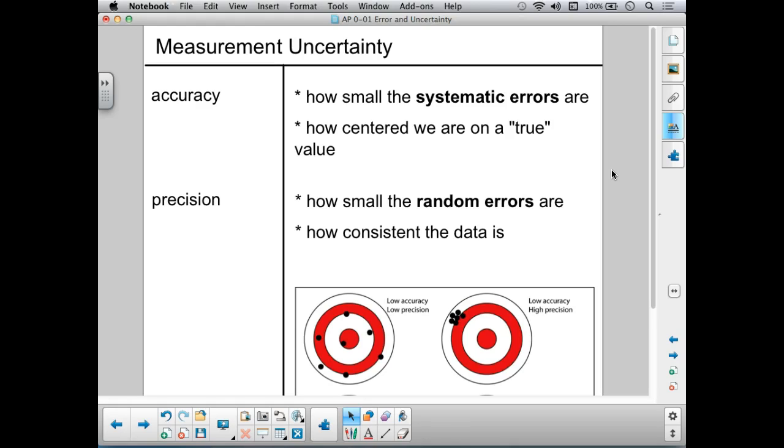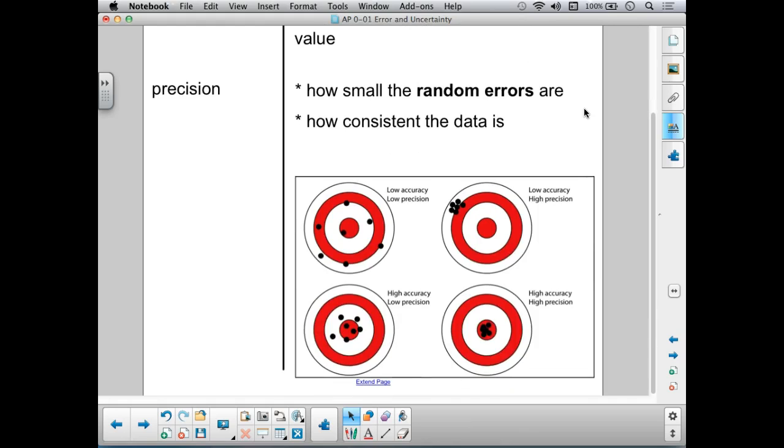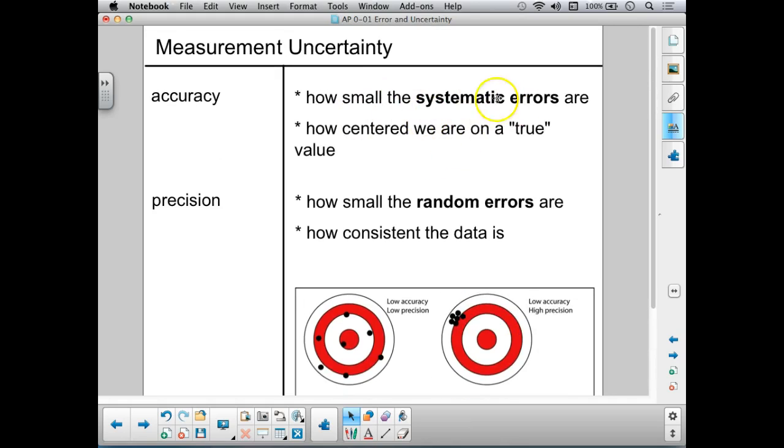So accuracy is a measure of how small the systematic errors are, specifically the systematic errors. And another way of thinking about that would be how sure are we that we are centered on a true value? And I'm going to give you some examples down here in a moment to demonstrate the difference of this. So precision is how small the random errors are. So for each type of error, systematic and random, we have a measure of the quality of the data.